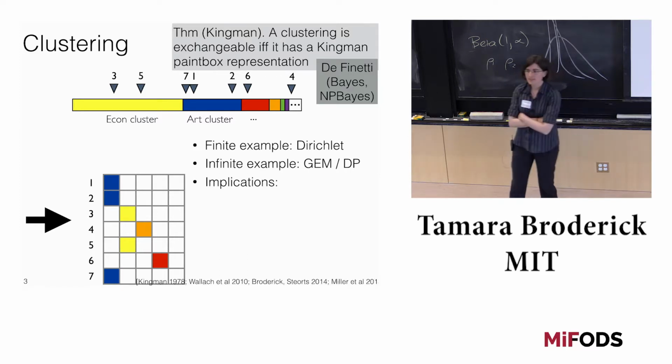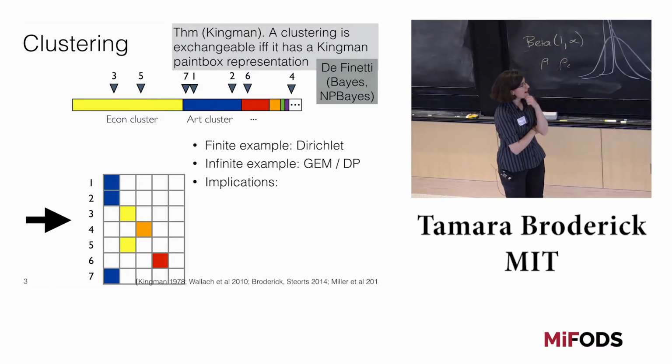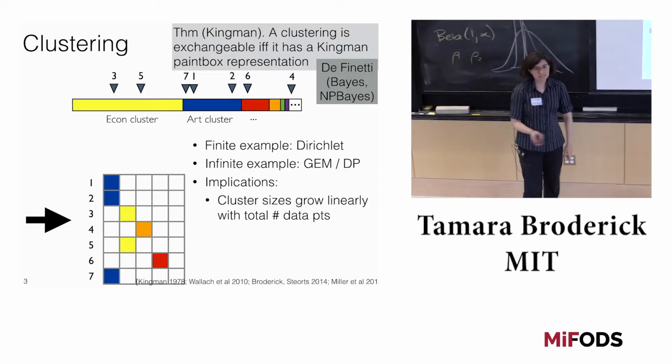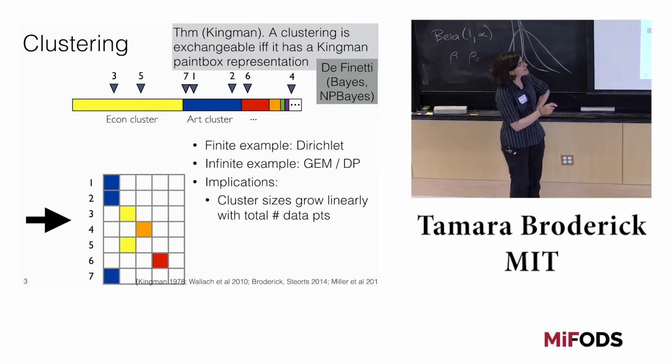OK, so a few points. Not only is this a fun fact that we can all enjoy, but it actually has some meaningful implications. And so let's think about those implications. So first of all, we can say something about the cluster sizes in this model. If you think about how many data points are going to belong to the cluster with size rho 1, well, by the law of large numbers, it's going to be rho 1 times n in the limit.